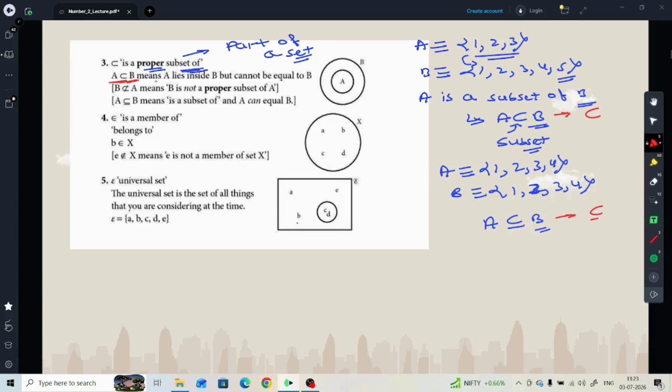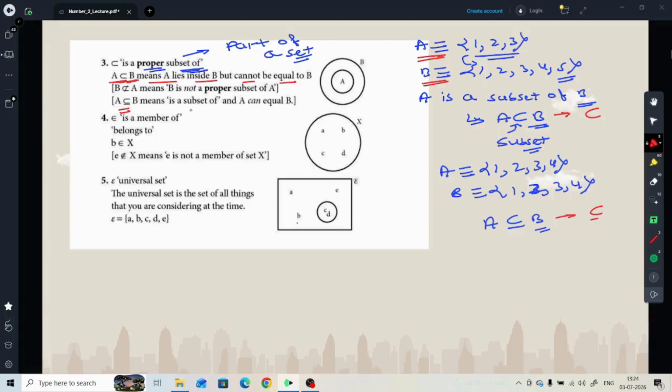This symbol means that A lies inside B but cannot be equal to B. So that means that all the elements in A will always be lesser than whatever elements are lying in B, for sure. But when we are using this symbol up, it would mean that the elements lying in set A can be exactly what is lying in set B. It's like that. Okay, so hope you must have understood.